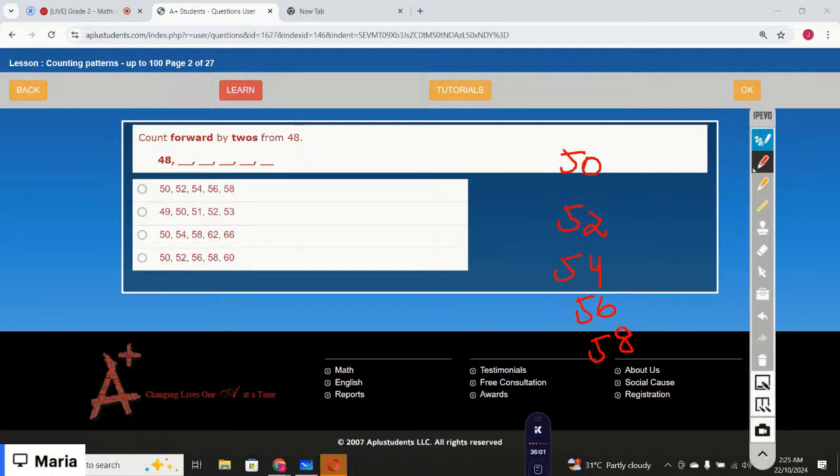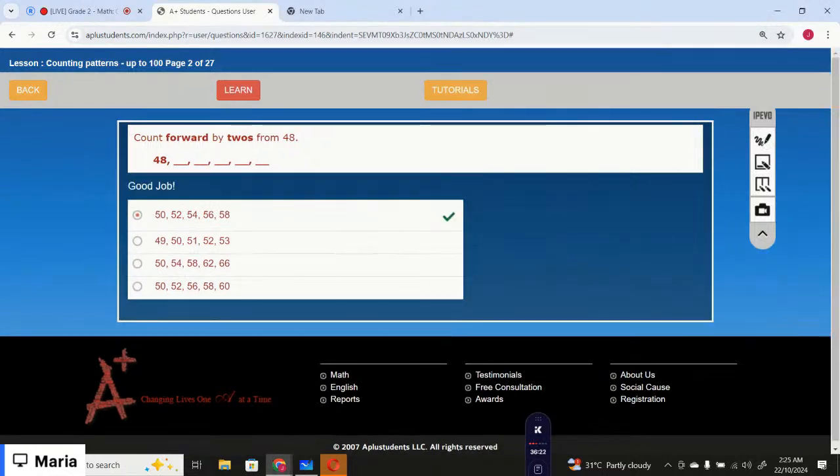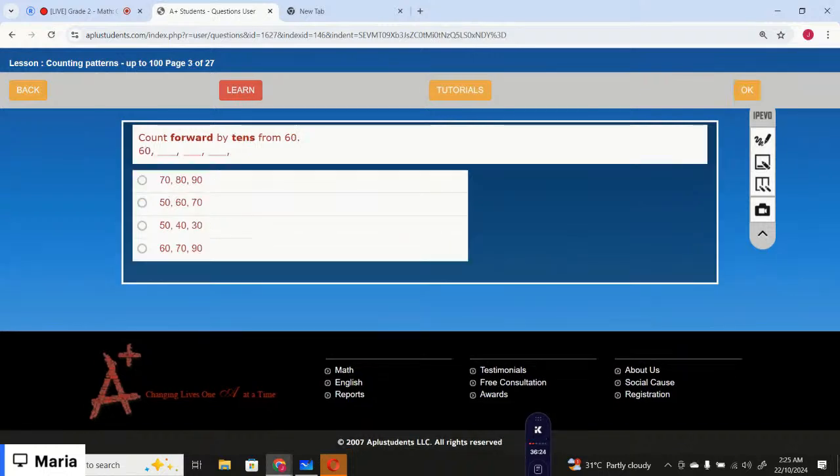So the numbers are 50, 52, 54, 56, and 58. So option number 1 is the correct option.